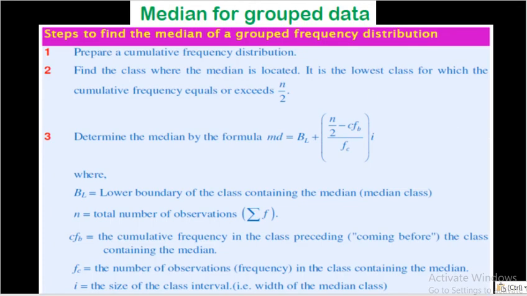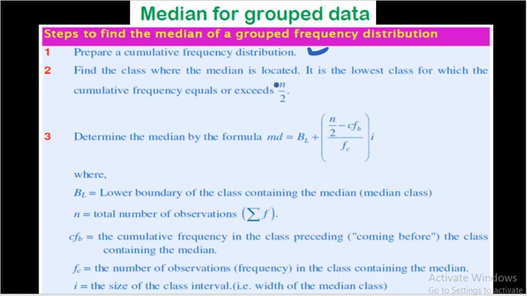Okay, the steps to find the median of a grouped frequency distribution. The first one, you need to prepare the cumulative distribution. For each class, we need to know the cumulative frequency. And the second step, find the median class. Where is the median? In which class is it found? It has to be identified.